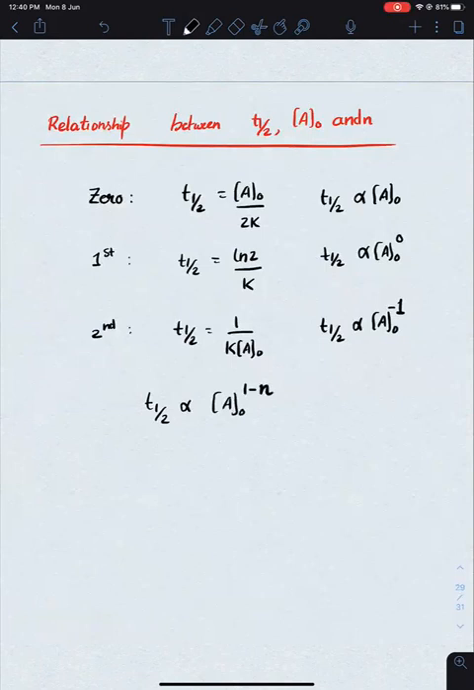अगर n 0 हो गया तो it is directly proportional to a naught, n 1 हो गया तो it is independent of a naught, n 2 हो गया तो it is proportional to a naught power -1. So can I say T half जो है it is proportional to a naught power 1 minus n. So for any general order reaction, suppose if they are giving you fourth order reaction, in that case I can say T half will be proportional to a naught power -3. Okay, clear है? हाँ सर। Okay.